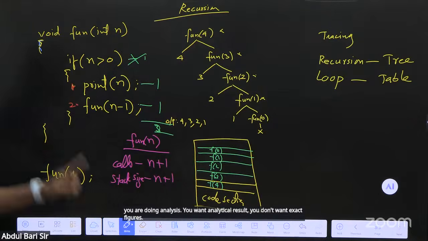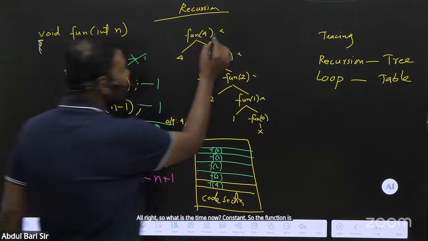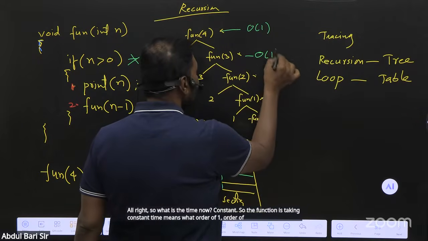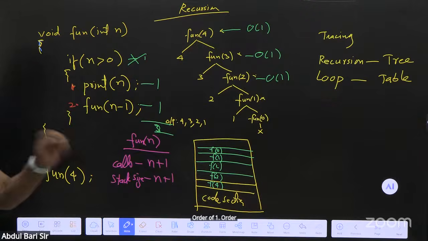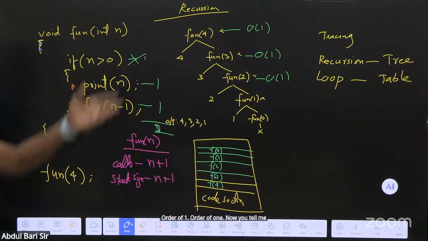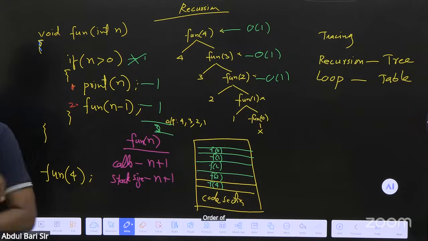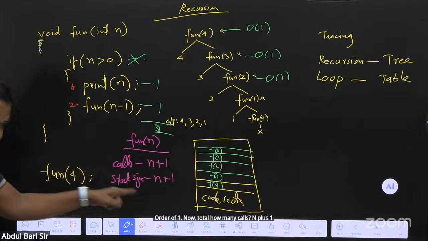All right, so what's the time now? Constant. So the function is taking constant time. Means order of 1, order of 1, order of 1. Now you tell me, every call is taking how much time? Order of 1. Now total how many calls? N plus 1 calls.